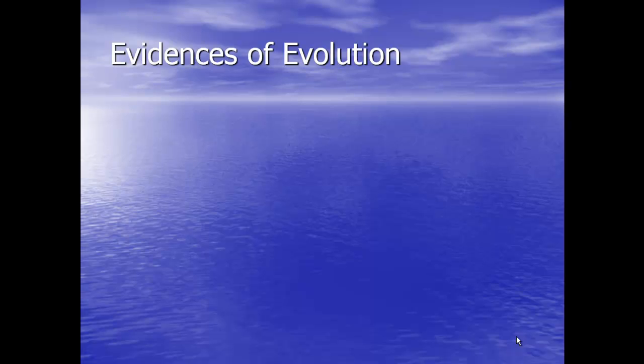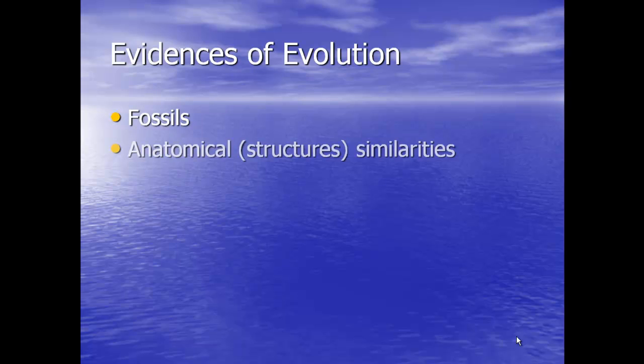Folks, and welcome to the screencast where we study the evidences to support evolution. One of the first areas that we're going to look at are fossils. Then we'll take a look at anatomical similarities between organisms and species. We'll look at embryonic similarities between species.